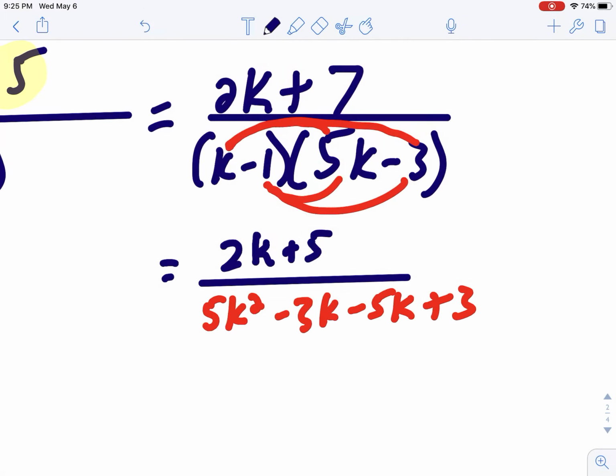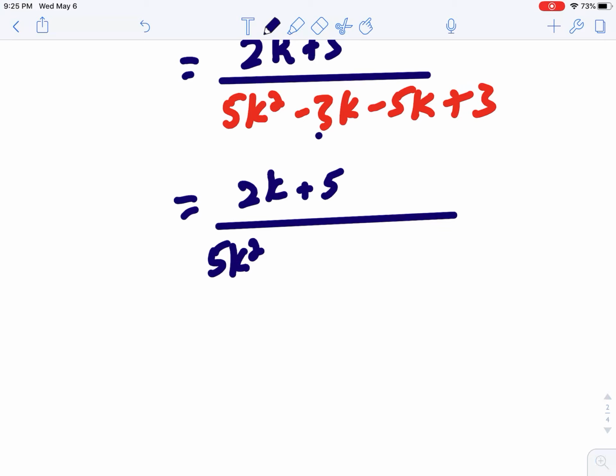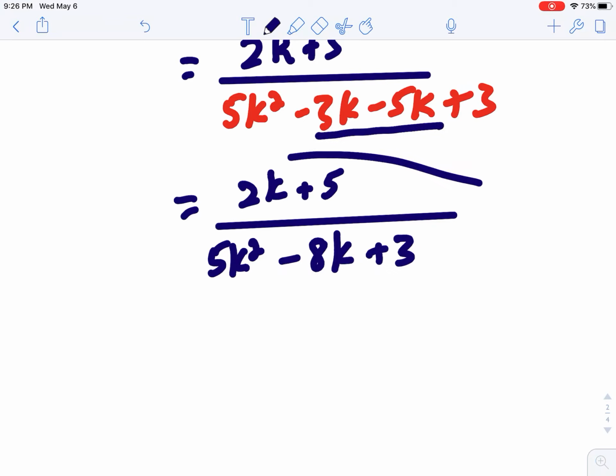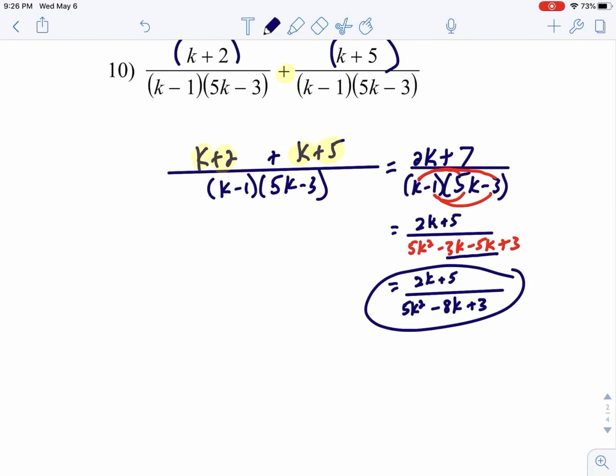Change color back to do my final answer. So 2k plus 5 over 5k squared. I can add those together. Negative 8k plus 3. There it is. So that's number 10.